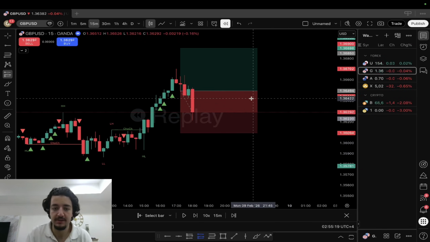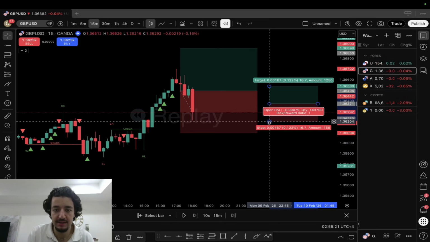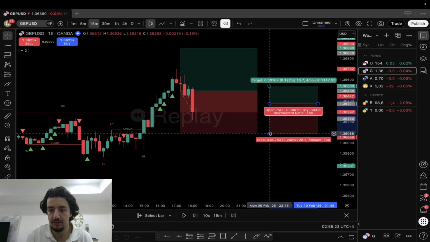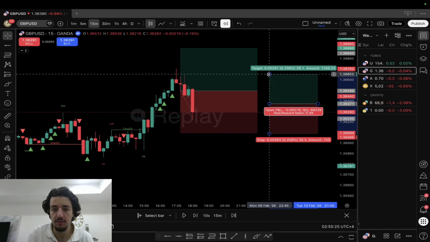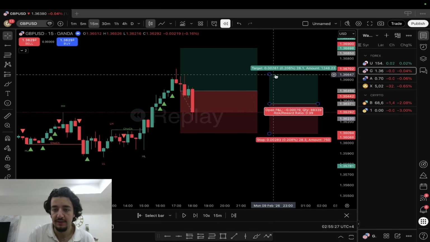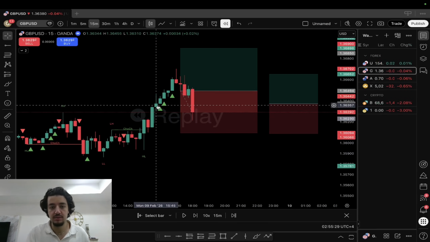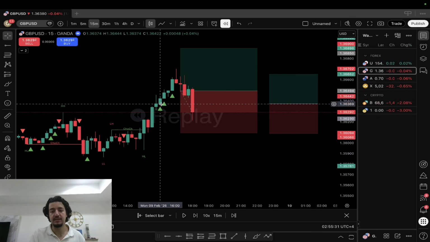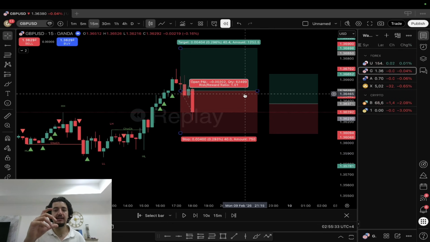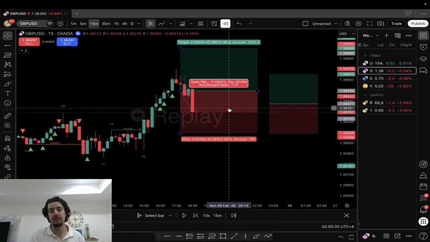Why? Because think about it like this. If I took this one instead, my stop loss would be the same and my take profit would be 1-to-1. So the chances of hitting take profit on this one are higher because I'm requesting the price to move way less than this one. But here's the thing, here's the catch.